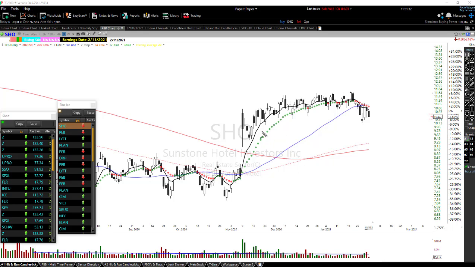So what I'm looking for is a chart that's trending. I want the price to be trending, but I also want it to be trending above the 50 period moving average. And I want the 200 period moving average to be below the 50.